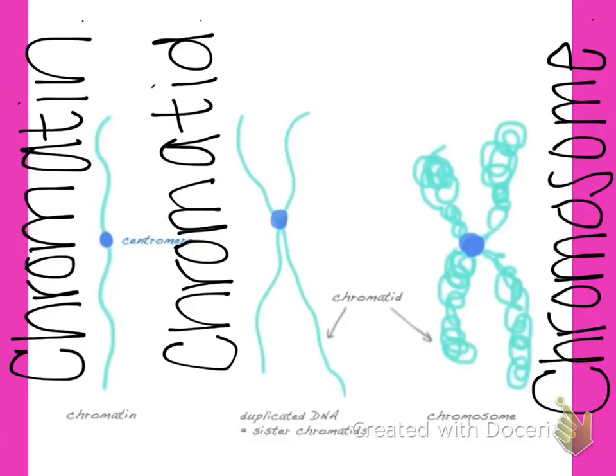A chromatid is one half of 2 identical copies of a replicated chromosome. This is visible in the 3rd and 4th phase of mitosis. Chromatin is an example of nucleic acids and proteins. It is always present in a cell.